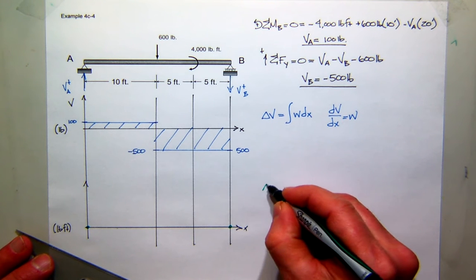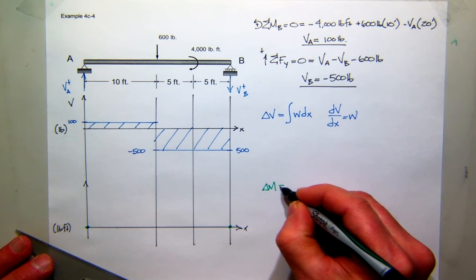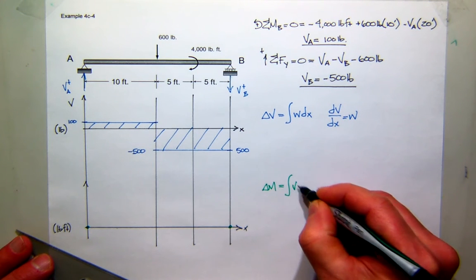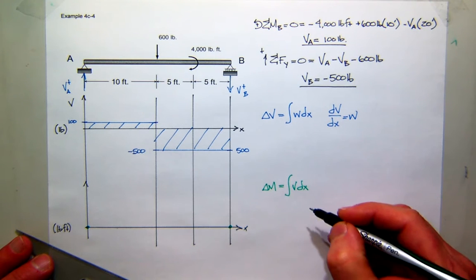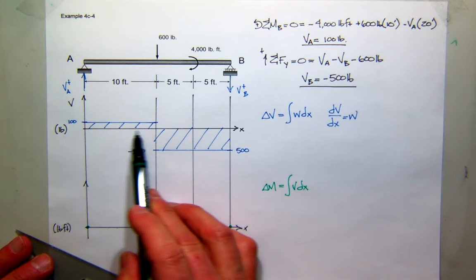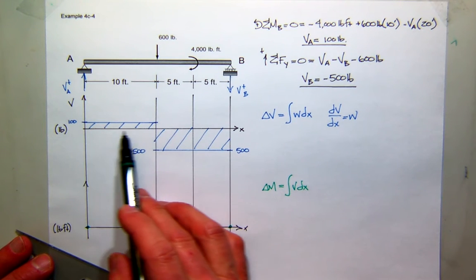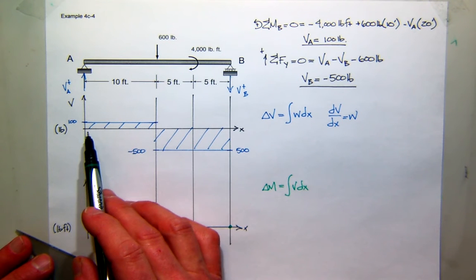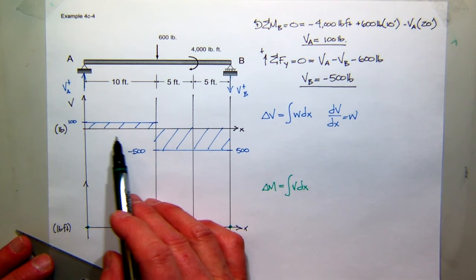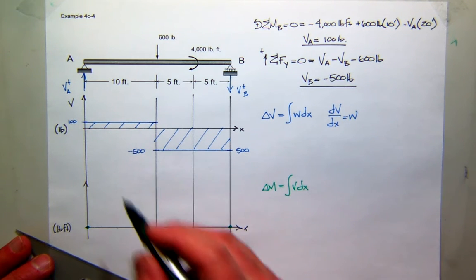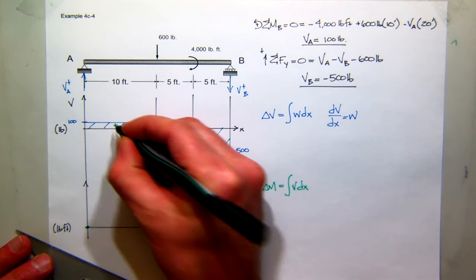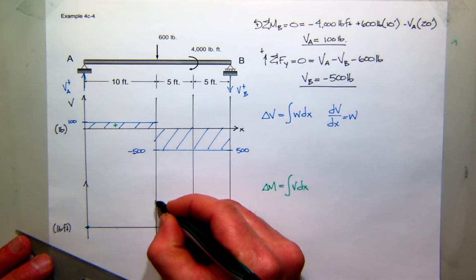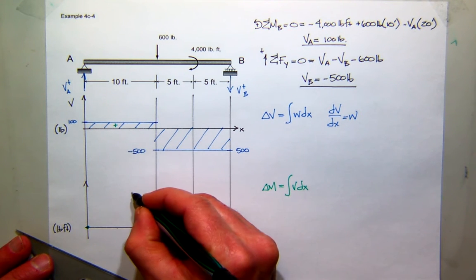I also know that the change in moment is the area under the shear diagram. Well, there's a nice little area of the shear diagram with the first 10 feet. What's the area under that shear diagram? Yeah, it's 10 feet times 100 or 1,000, and that's positive, right? So 0 plus 1,000 brings me to 1,000.